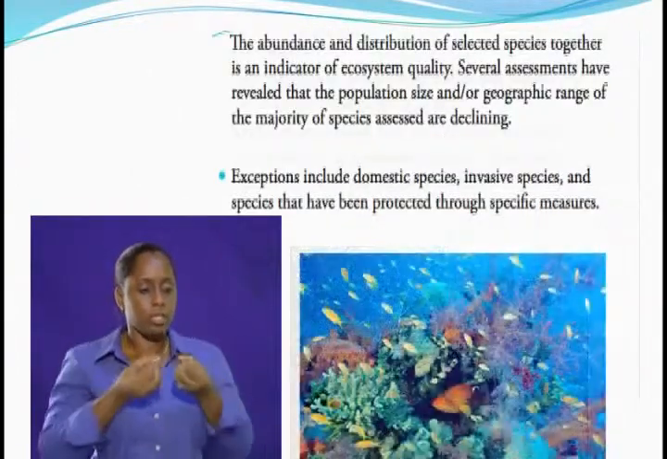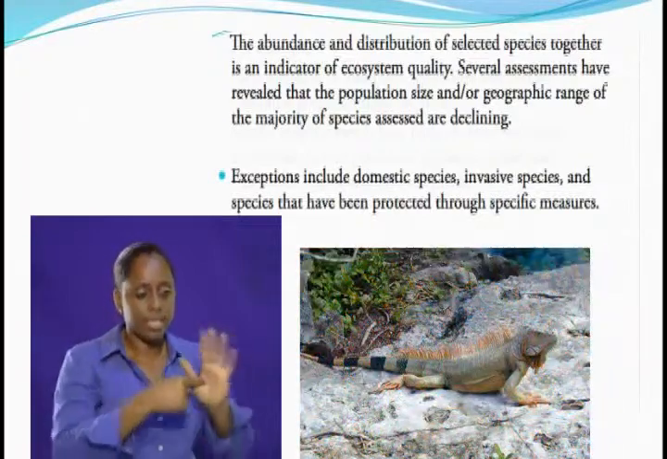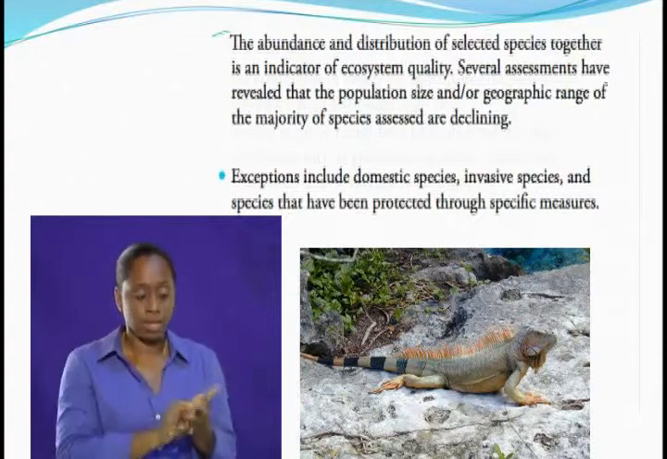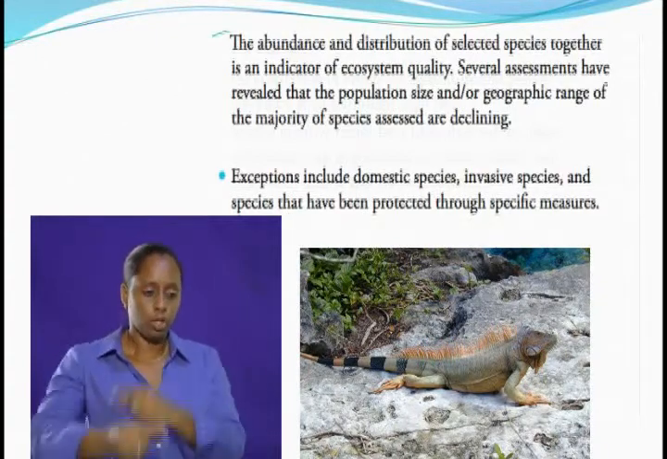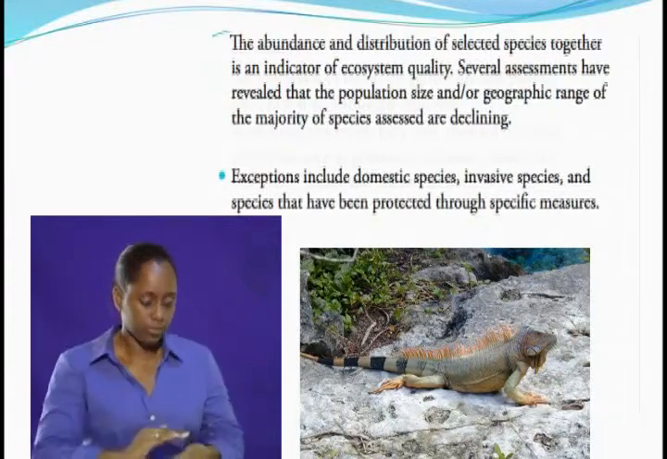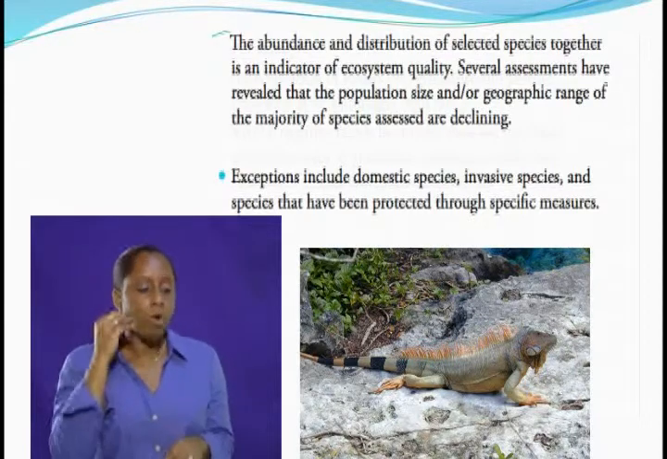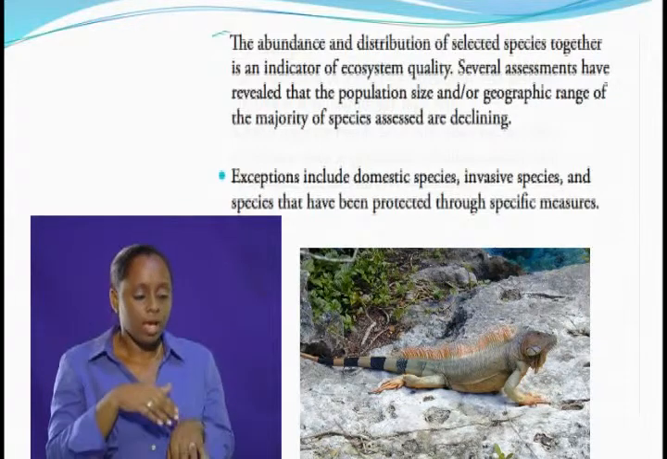The abundance and distribution of selected species together is an indicator of ecosystem quality. Several assessments have revealed that the population size and/or geographic range of the majority of species assessed are declining. Exceptions include domestic species, invasive species, and species that have been protected through specific measures.